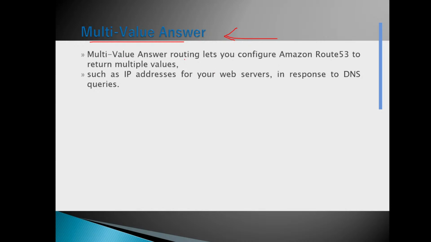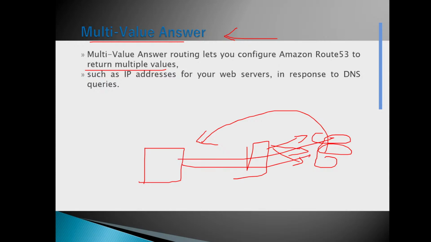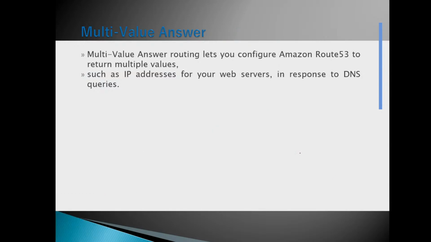So multi-value answer routing lets you configure Amazon Route 53 to return multiple values, and the user will decide which IP to use. So what happens here is you have the user and this is Route 53, and you have put 3 values in Route 53. Out of these 3, it will send all the IPs to the user, saying these are the 3 IPs, use any one. So it will use any one of the IPs and connect to your EC2 machine or your servers.